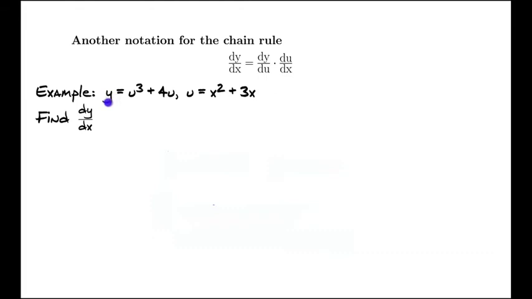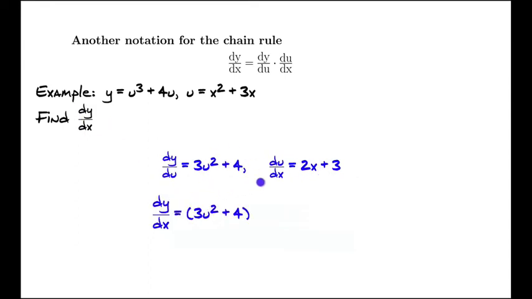All we have to do to find dy/dx is we find dy/du, so we just differentiate u cubed plus 4u. Well, that's easy enough. Using the power rule, that's 3u squared plus 4. And then separately, as a separate problem, we find du/dx. So we take u equals x squared plus 3x, we differentiate it, and using the power rule again, it's 2x plus 3. Now, all we have to do to find dy/dx is to multiply these two things together. So we take 3u squared plus 4, that's the dy/du, times du/dx, which is 2x plus 3, and that is dy/dx.